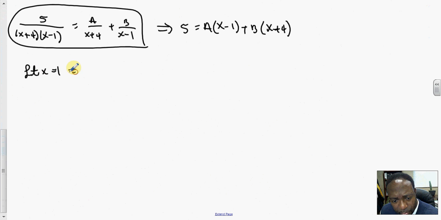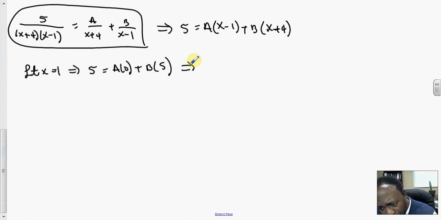So let x equal to 1. This implies that we have 5 is equal to a times 0 plus b times 5. And doesn't that give us b is equal to 1? 5 is equal to 5b, right?